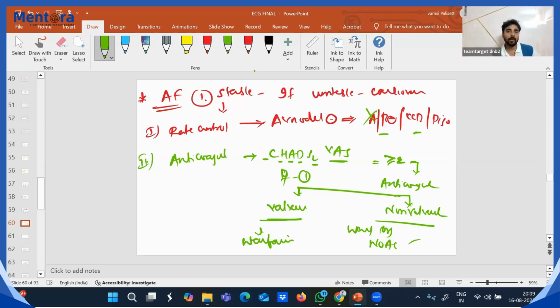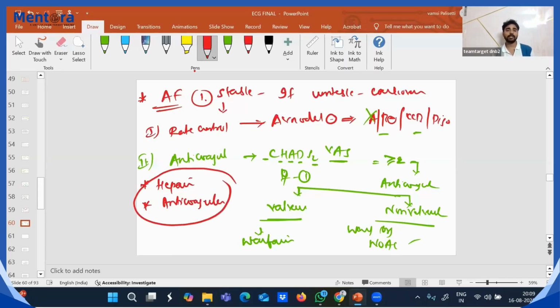Nowadays, because warfarin monitoring is very difficult and toxicity is very high, you go for dabigatran, rivaroxaban, apixaban and so on. Here I cannot discuss all the drugs, there is not much time. So what I am suggesting is, before going to the exam, definitely study heparin and anticoagulants. No matter what, you have to study these two drugs, and cardiac drugs also. Clear. So after you do rate control, you give anticoagulation. Then next, what is the thing?